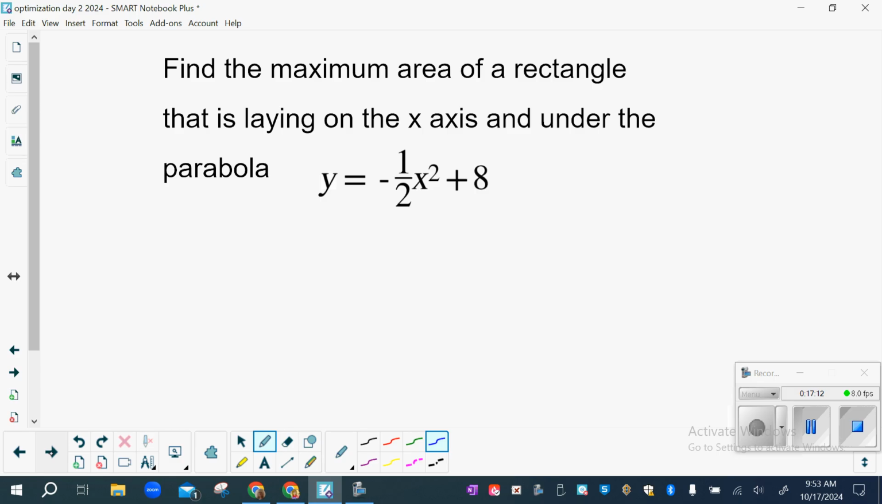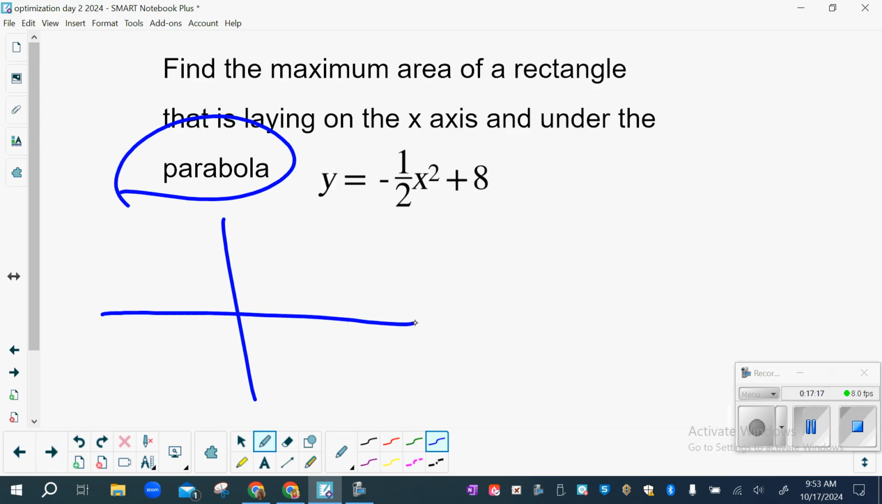Okay, one more time. We got a parabola. So can you please draw me a parabola? It's upside down.